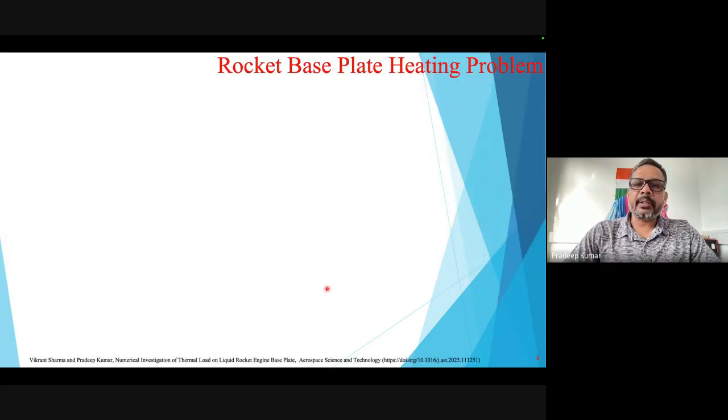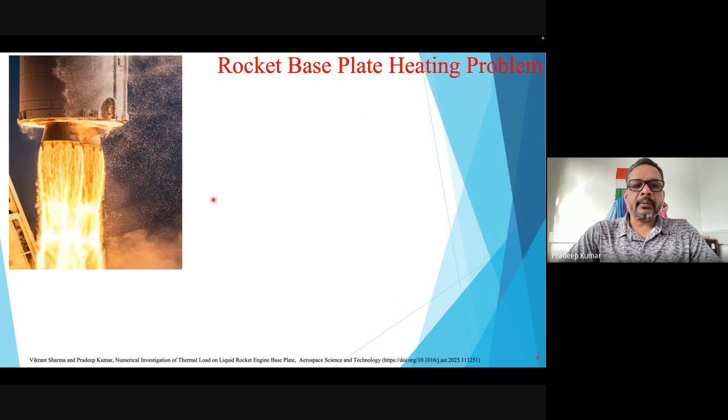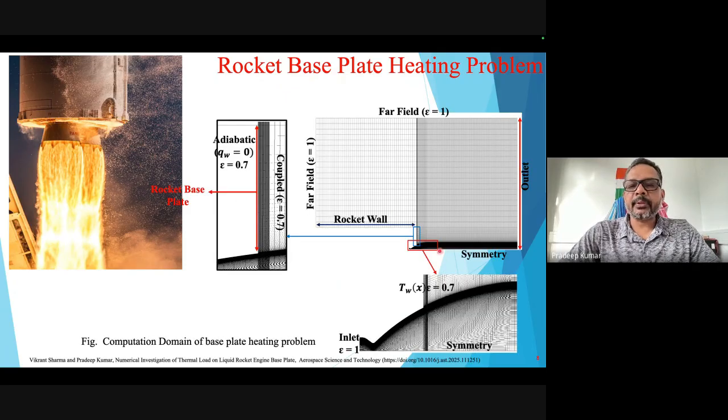Further, the rocket base plate heating problem. To address this kind of problem, we have developed a computational domain where there is a nozzle, and the plume comes out through the nozzle, and there is a rocket base plate, a rocket wall, and a far field computational domain. And the nozzle is kept at 700 Kelvin.